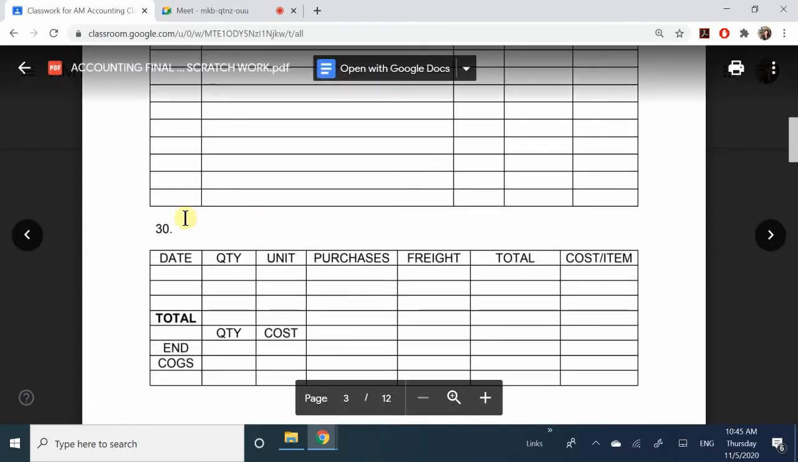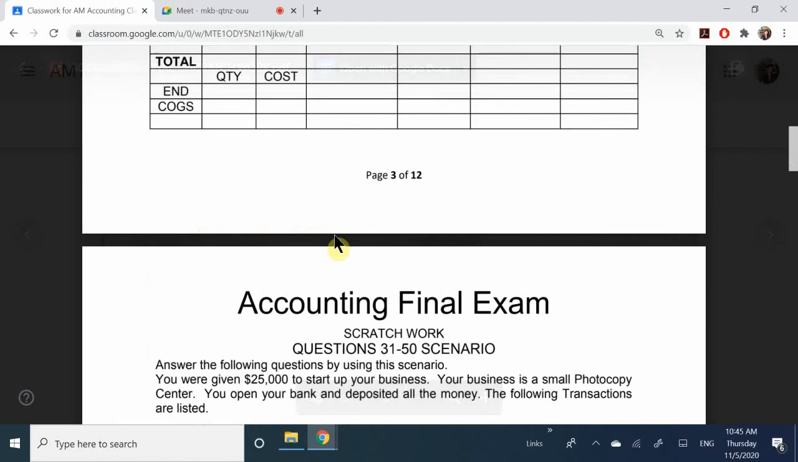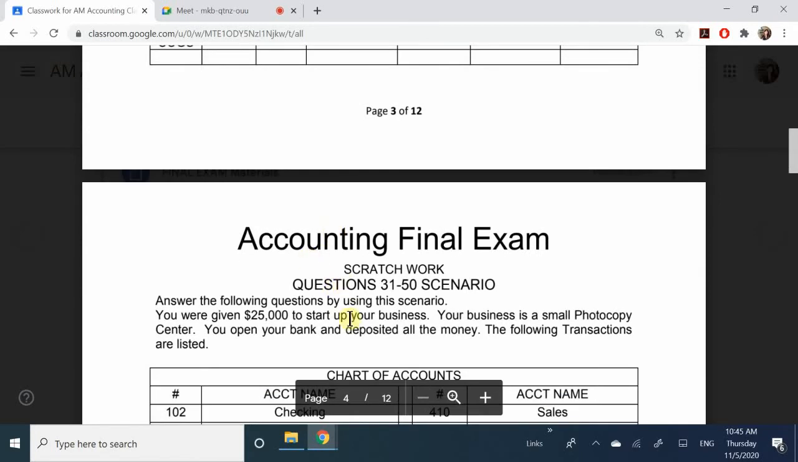All right. So that's question 30. And then now here is the section here. So this is the scratch work. So questions 31 through 50. This is where I was talking to you guys about, specifically, this is going to be summing up everything you've learned. And this is wrapping up chapter 13.